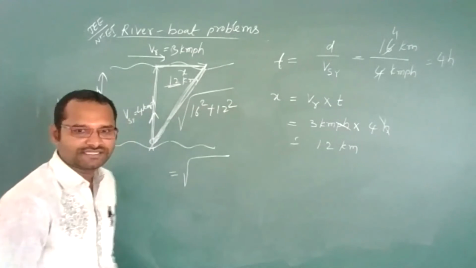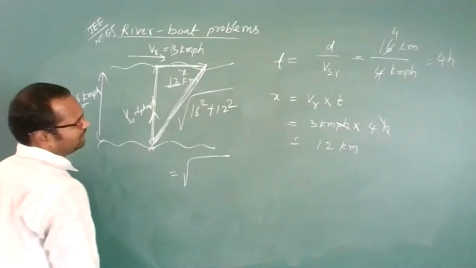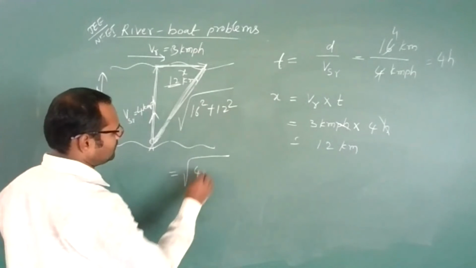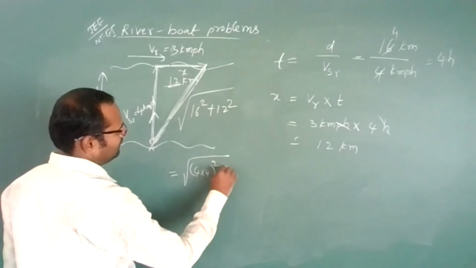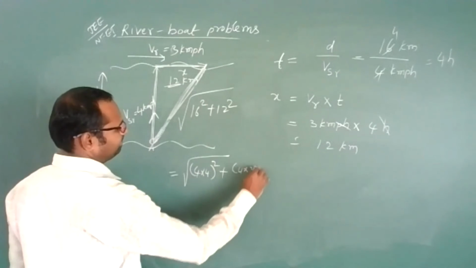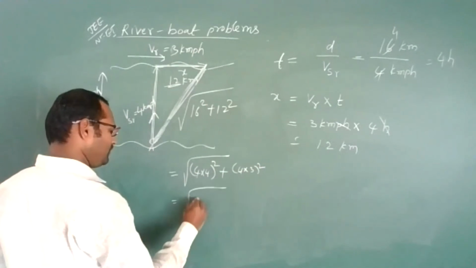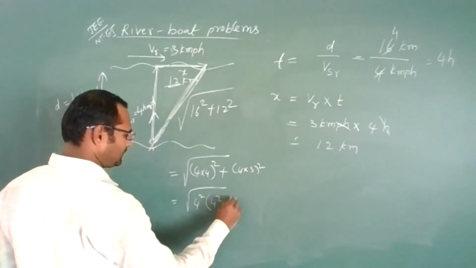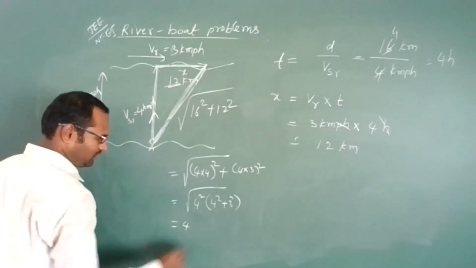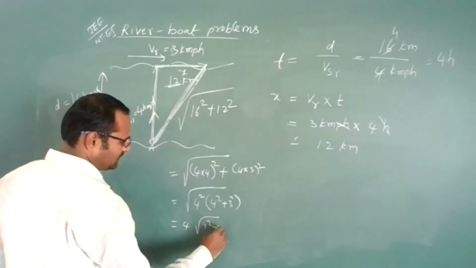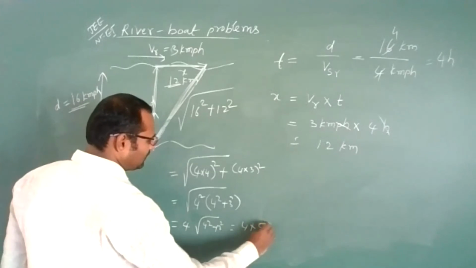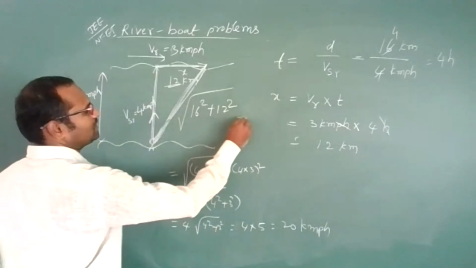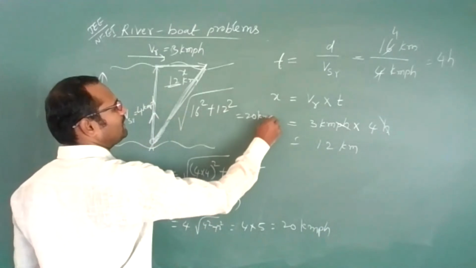They will also ask this. 16 square, how much? We can write 4 into 4, 4 into 4, whole square, plus 4 into 3, root of 4 square. Take 4 square common, and it becomes 4 times root of 4 square plus 3 square, which is nothing but 5. So it is 20 kilometers. He has traveled 20 kilometers in this direction.